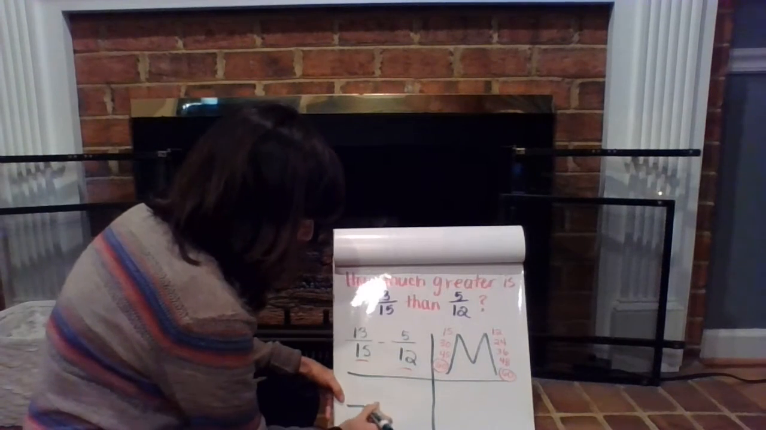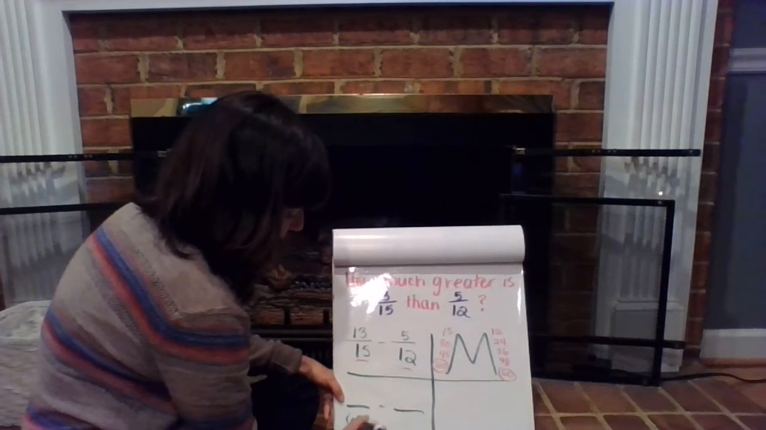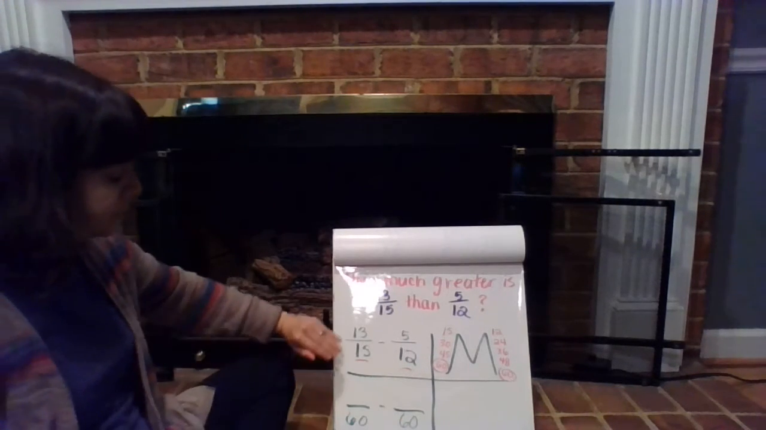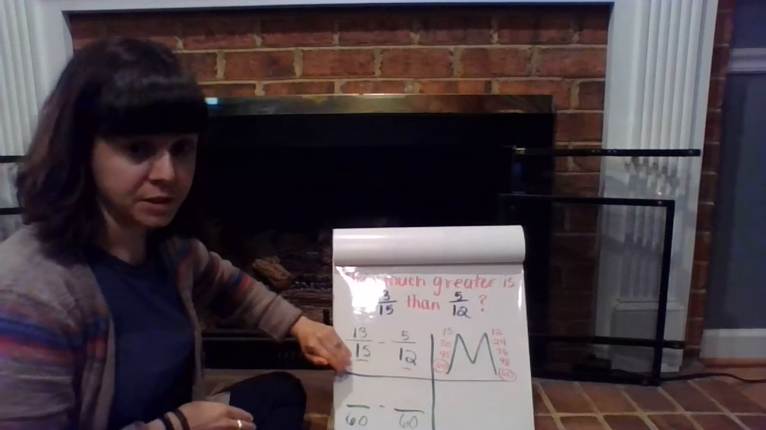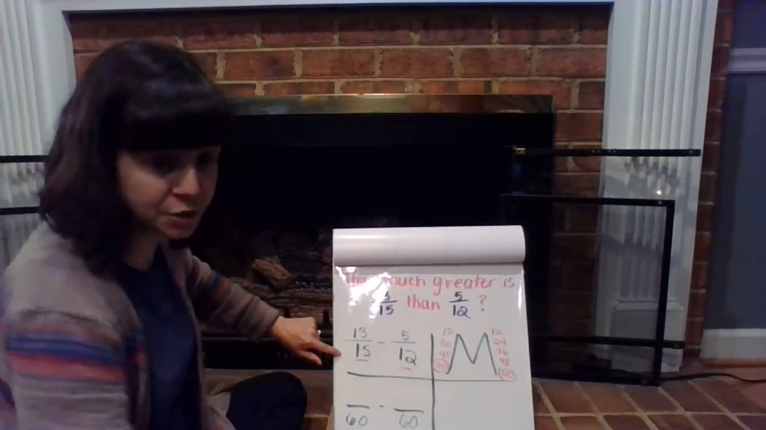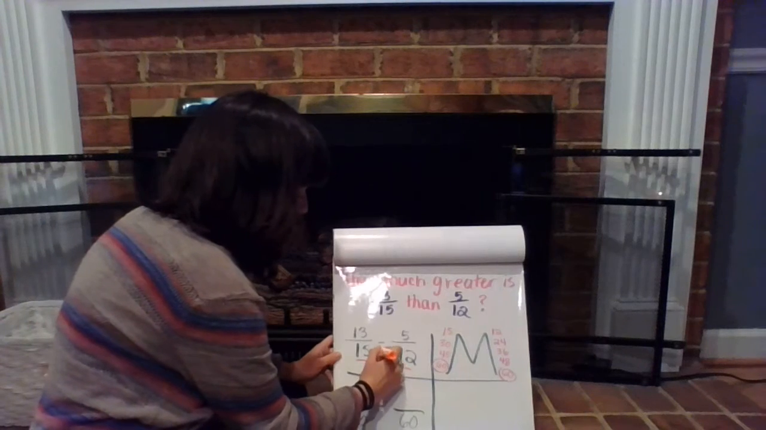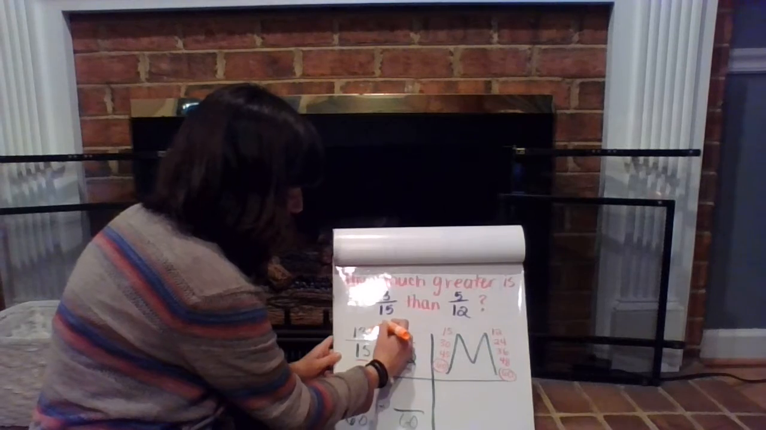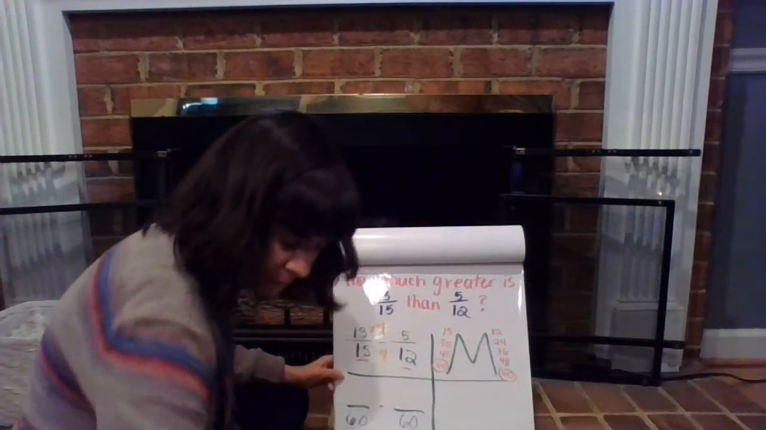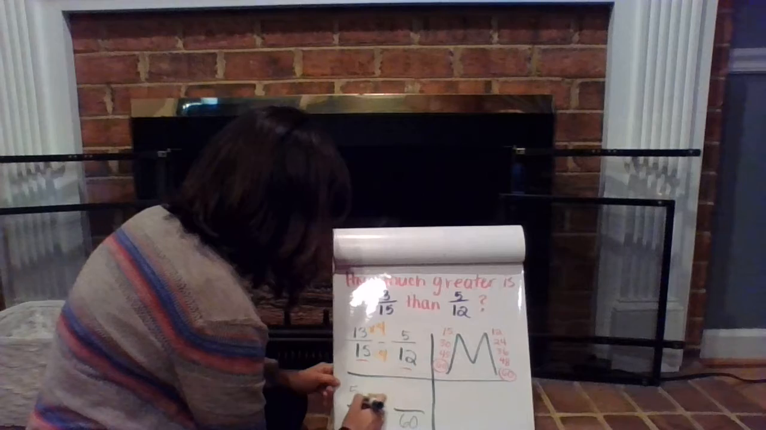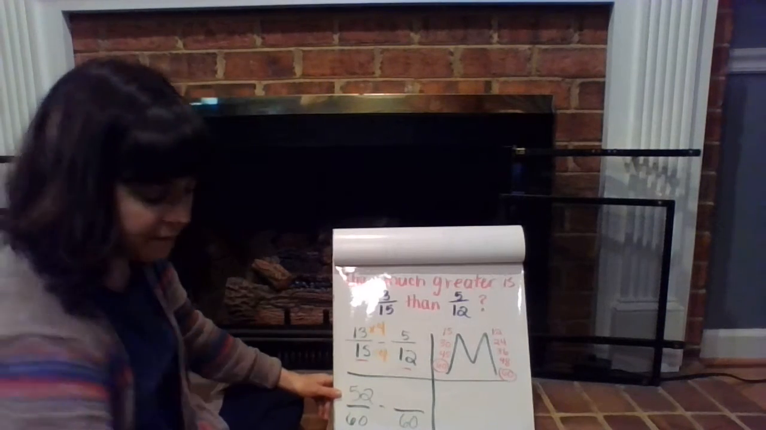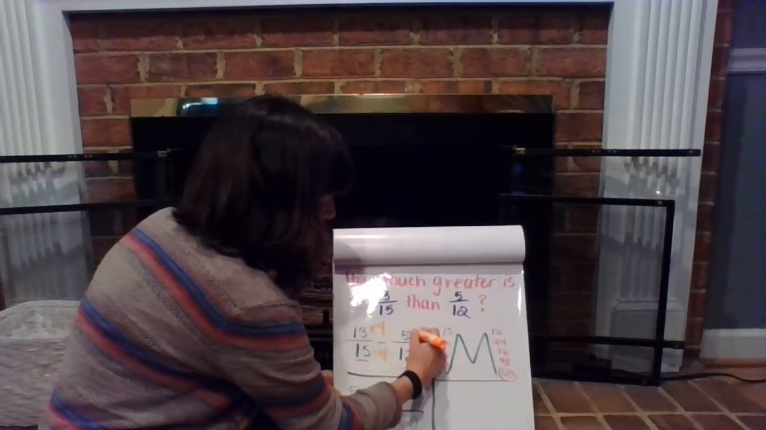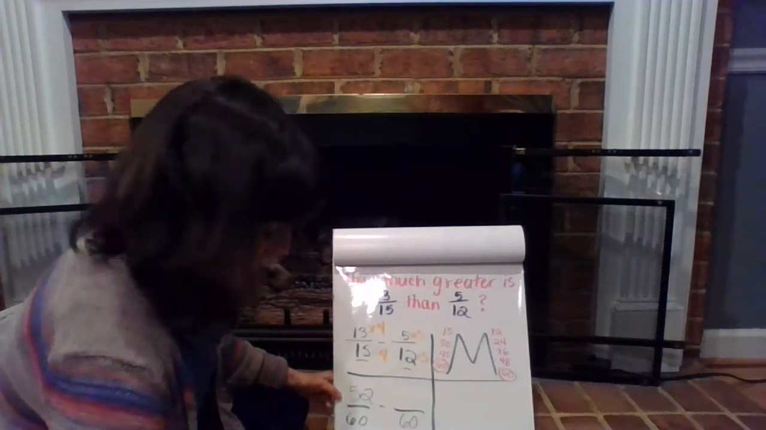So I'm going to rewrite both fractions with 60 as my denominator. And then don't forget, I need to do the same thing to the top that I do to the bottom, or the same thing to the numerator as I do to the denominator. So 15 times 4 equals 60. So then 13 times 4, okay, that would be 52. And then same thing over here. I know that 12 times 5 gave me 60. So 5 times 5 is 25.